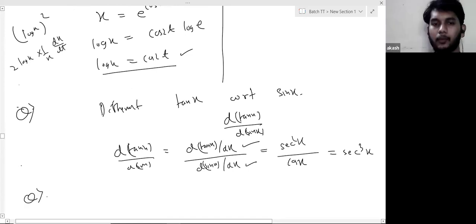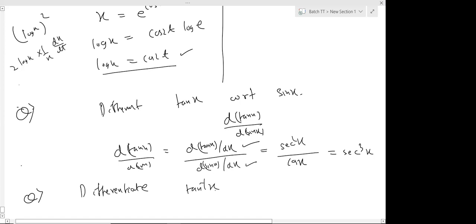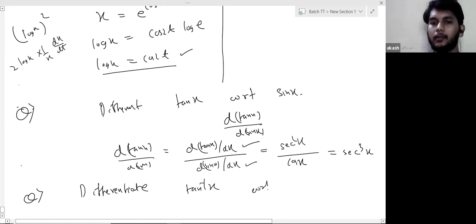So let's give you the last question. Sahel, this is clear or not? Yes, sir. Differentiate tan inverse x with respect to sin inverse x. Few minutes for this.